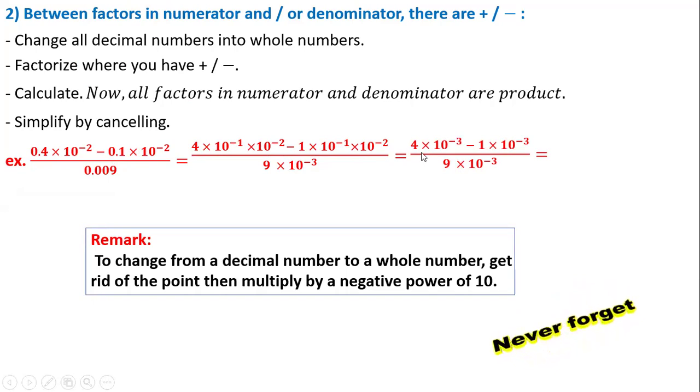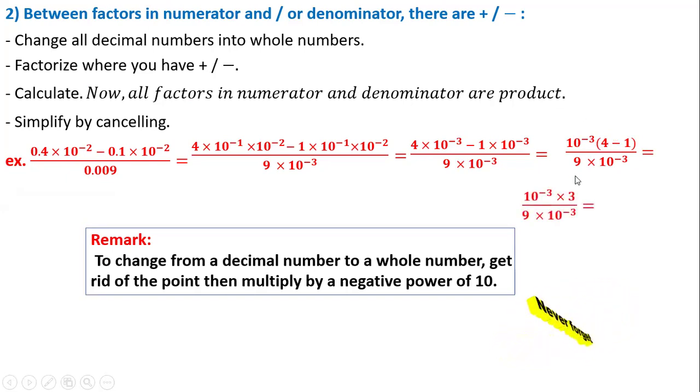Now, here in the numerator, I will factorize. What is common between the factors in the numerator? 10 to the power negative 3 is common, so I take it as a common factor. Then I divide the two terms by 10 to the power negative 3. After dividing, I get 10 to the power negative 3 times 4 minus 1 over 9 times 10 to the power negative 3. Now I calculate what I have between parentheses. What's 4 minus 1? It is a 3. So the 3 is multiplied by 10 to the power negative 3.